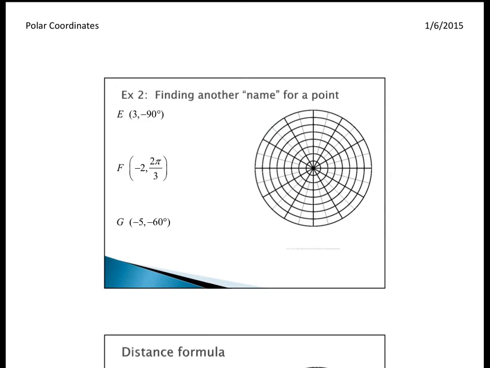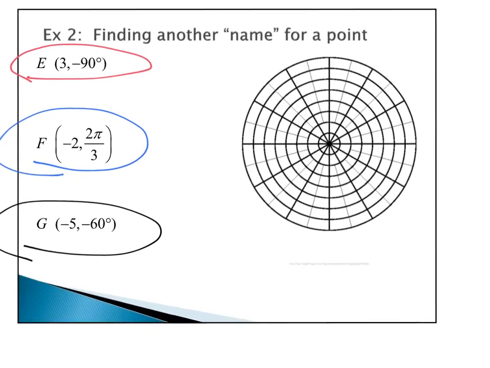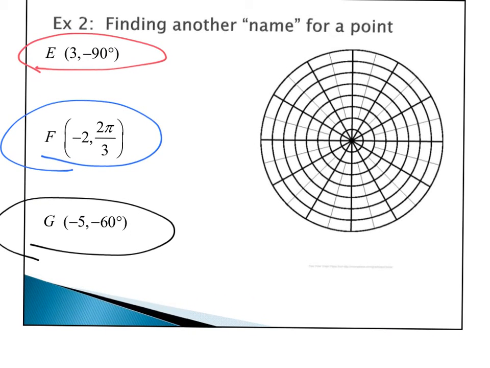Alright, so for this next section, we want to find a different way to name each of these points. Let's start by actually graphing these points. I'm going to do E in red, I'm going to do F in blue, and I will do G in black. So for point E, since it has a negative angle, that means I'm going to go backwards, and this point is going to be located 3 rings out at -90 or 270 degrees. So an alternate way we could name this point is 3, 270. And again, all we did was change the angle to an angle that is coterminal with it. So point E will be located right here.